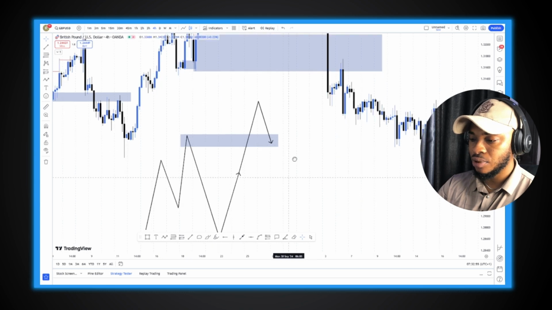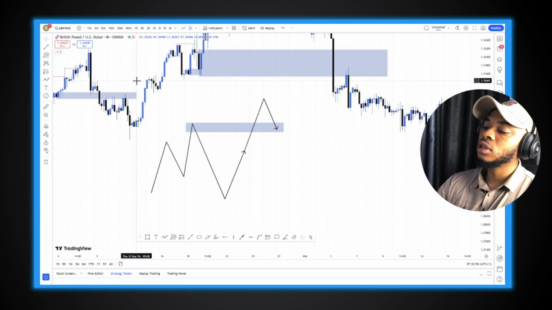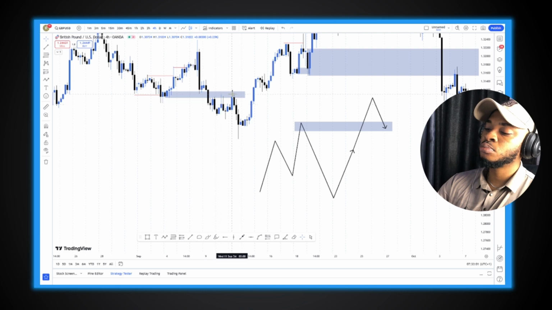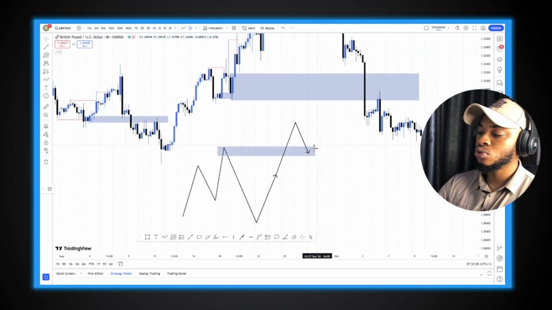That's also a breaker. Okay, we'll call this a bullish breaker. We'll call this other one a bearish breaker because it pulls prices to go down. It's a bullish breaker because it pulls prices up.